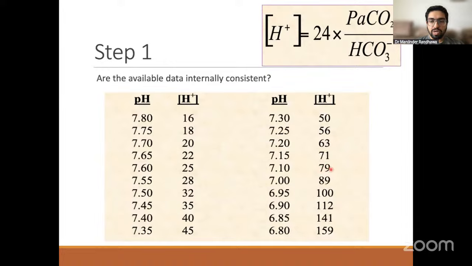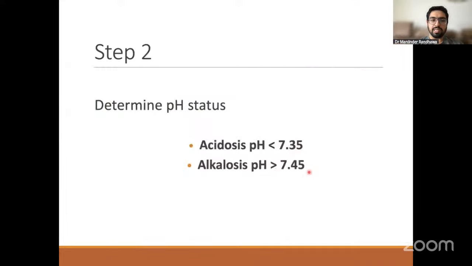And corresponding to that H plus ion, the pH according to this table should be the pH on your report. If this is corresponding, your report is consistent. And as I said, if your machine is being regularly calibrated, you can just skip this step in your blood gas.